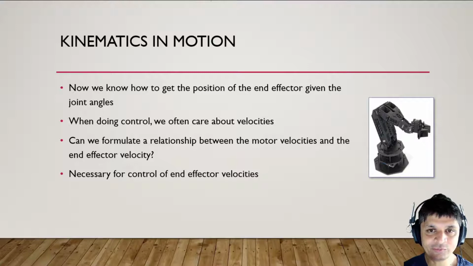Okay. So what we would like in order to accomplish this is some relationship between the velocities of the motors, which we know because we have sensors on the motors, and the velocity of the end effector. So if we want to control the end effector velocity, we want to do that by controlling the motor velocities, right? So we need some mapping between those two items. It's very similar to what we had before, where we were trying to find a mapping between the end effector position and the joint positions, but now we're trying to do the same thing for the velocity.